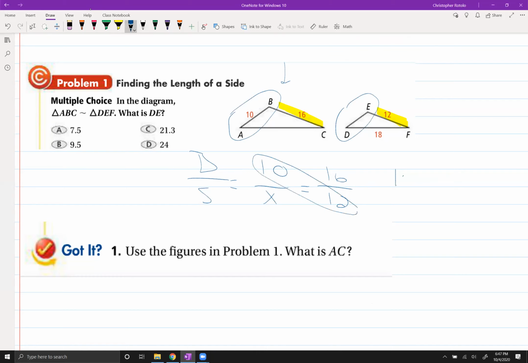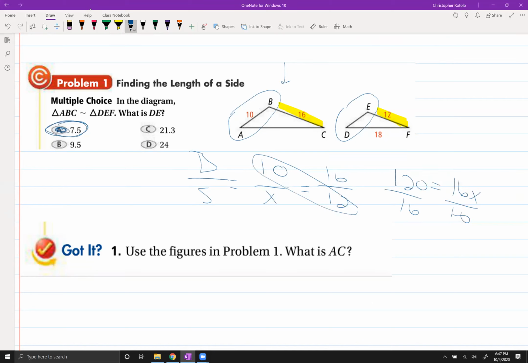Okay, so I have 120, right? Just 10 times 12 equals 16x. So we're going to divide by 16. And I see that these don't work out perfectly. And that's going to happen. So if you need to, you can grab your calculator. Okay, so we're looking at 7.5, right? Fill in the bubble.